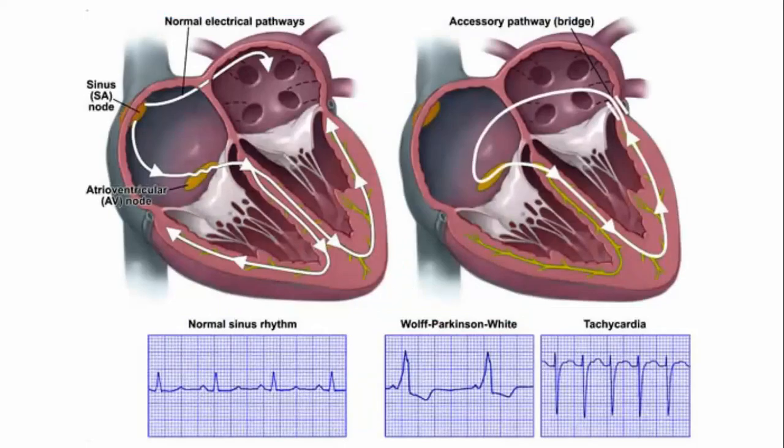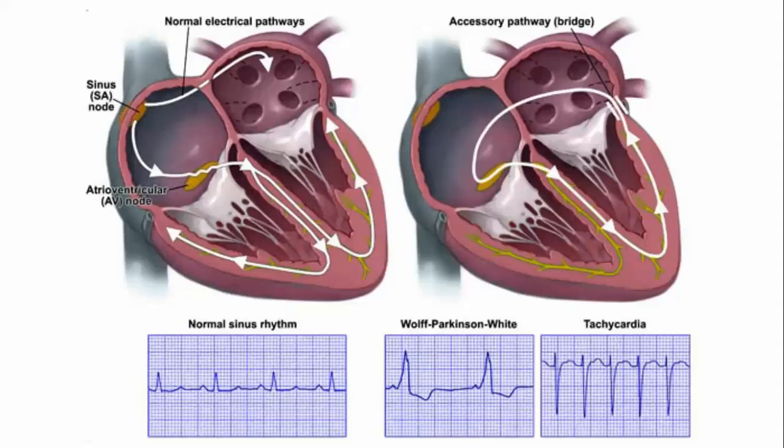Okay, so let's take a quick look. SA node to the AV node and normal depolarization. That results, if you look down here on the left, in a normal P wave with a normal narrow QRS, a T. That's our normal sinus rhythm. That means that the SA node depolarizes the atria and is responsible for depolarizing the ventricle.